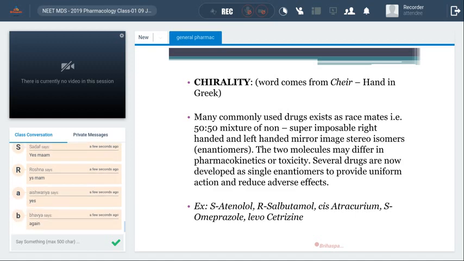Okay, anode iontophoresis. See, iontophoresis is applying current to drive the drug into the deeper tissues. If it's a negatively charged drug, we apply a positive current. If it's a positively charged drug, we apply negative current, so that the force of repulsion will drive the drug into the deeper tissues. That's it. It's very simple.